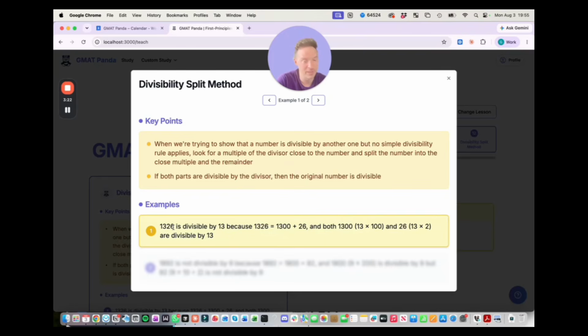1328. We can split it as 1300 plus 28. 1300 is divisible by 13, but 28 is not. And therefore, the sum will not be divisible by 13. Okay? So when you're disproving something, you have to choose a split such that one of them is divisible by 13, or the divisor, and the other one is not, right? If you choose two numbers that are not divisible by 13, that does not mean anything, unfortunately.